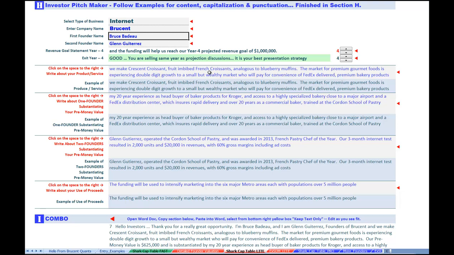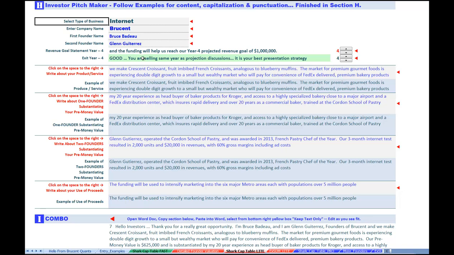There you go. Kind of like Brucent with Lucent. Anyway, there's me, Bruce Bedeau. You have to put in the founder's name. If you don't have a second founder, just take him out. But I do have a founder partner, business partner, Glenn Gutierrez. He's our internet genius in the marketing department on the internet.